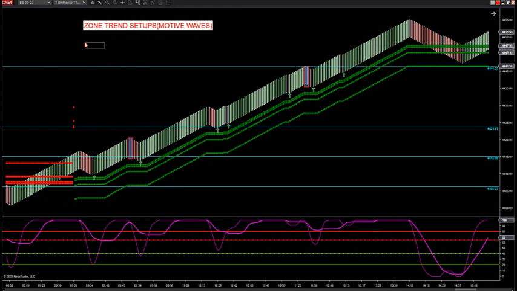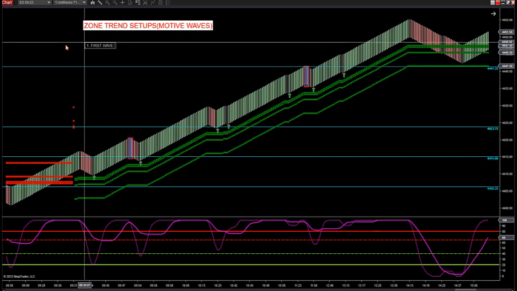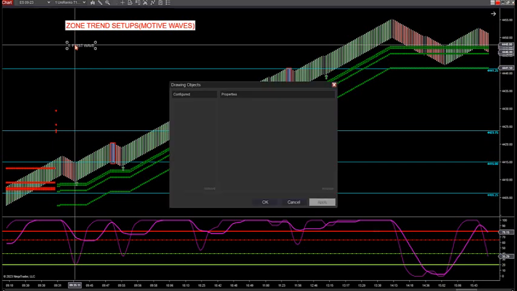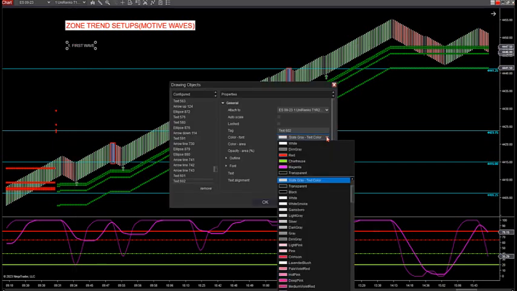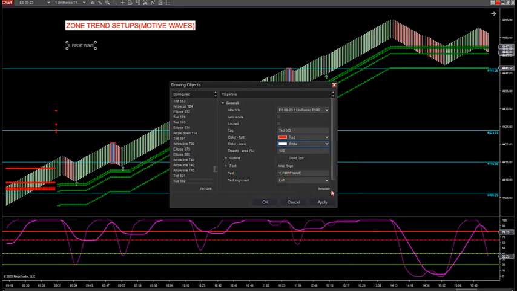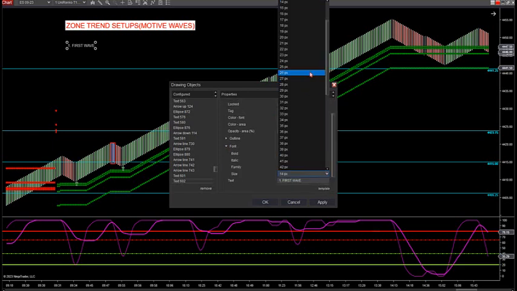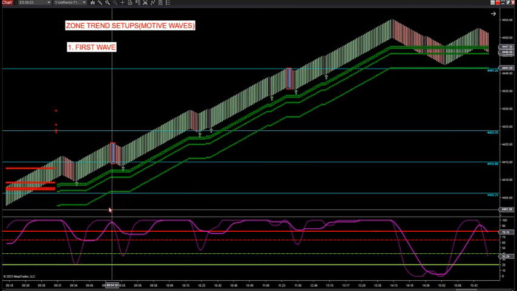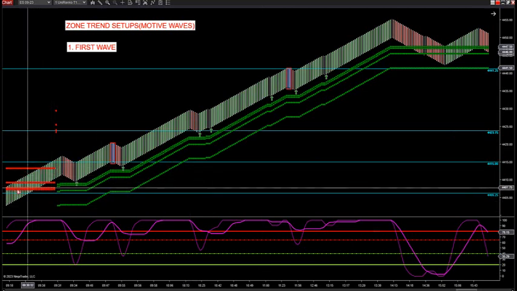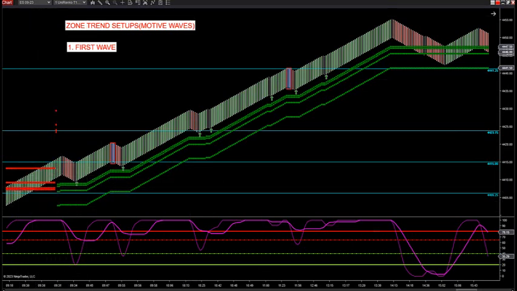The number one setup that we look for, that's the easiest setup for traders to find, is the first wave. And the first wave is simply when you go from red to green or green to red on the zones. So we're looking for a first wave setup, and that is called a trend change. And what a trend change is, if you've been in red zones here, you go to green zones here.